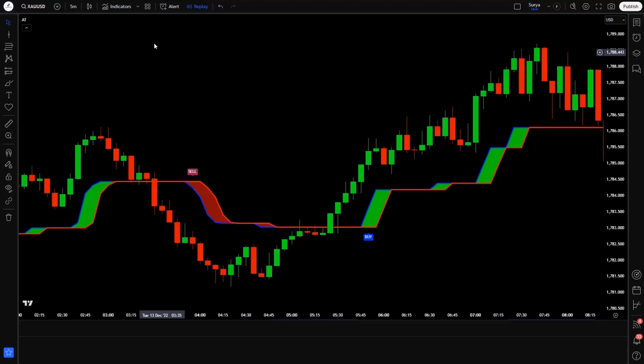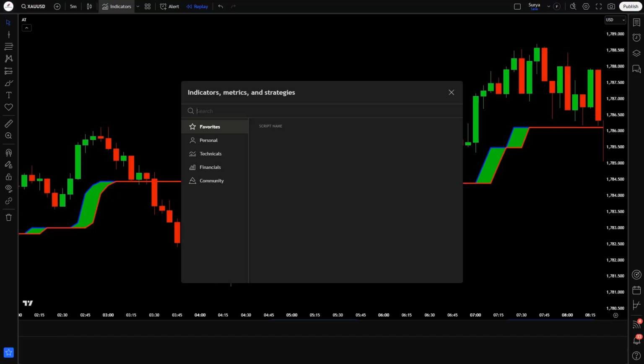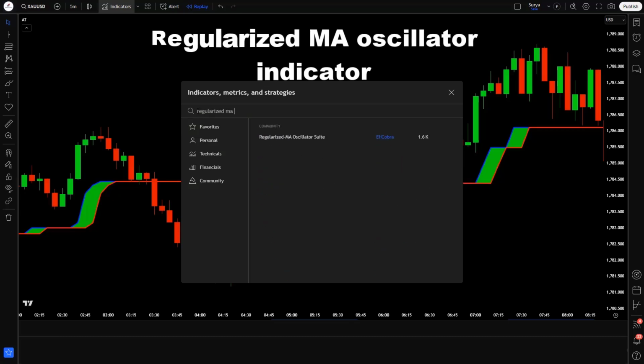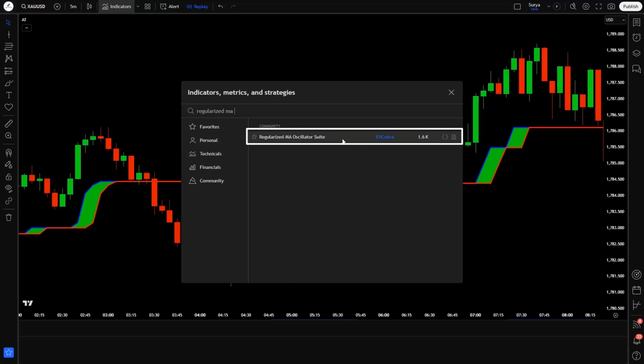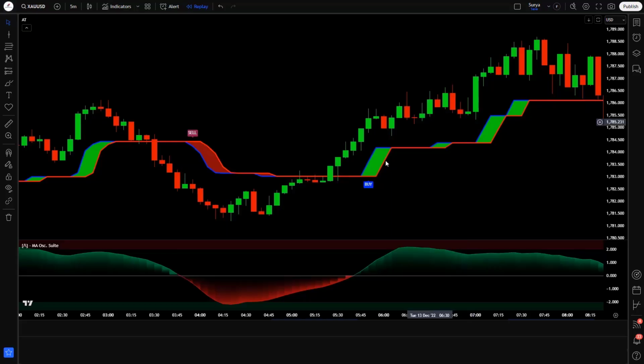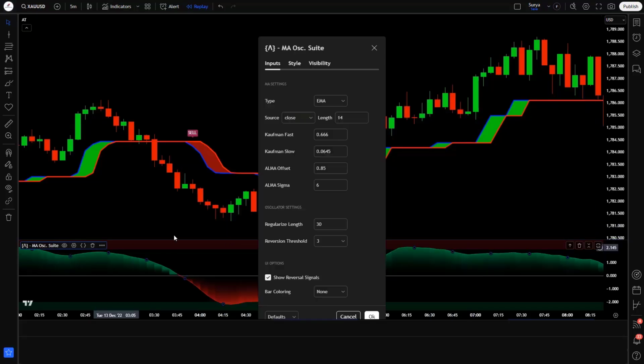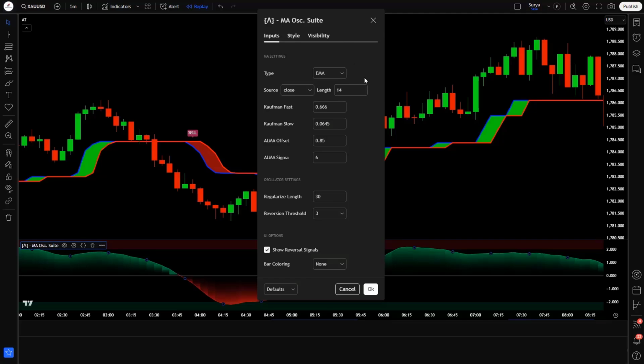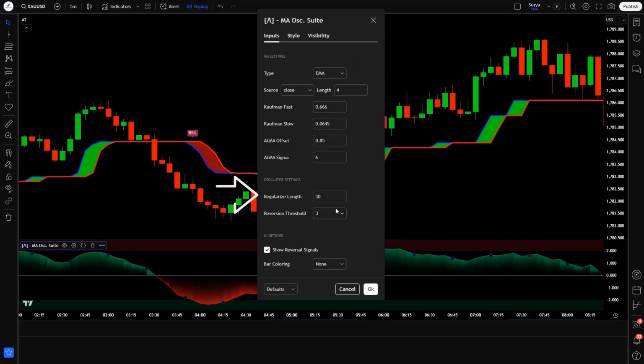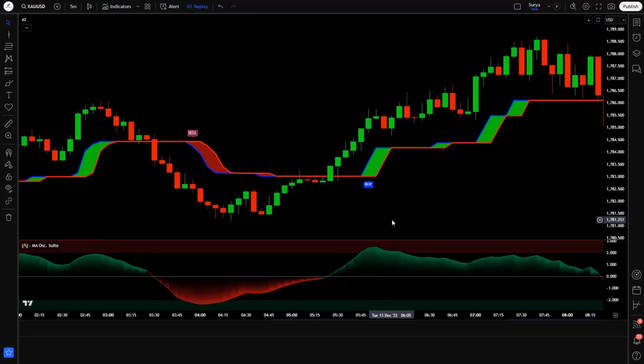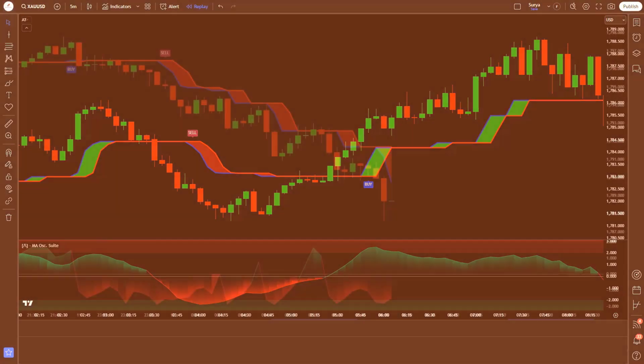Let's click on the TradingView indicator. Here search for regularized MA oscillator. Add this indicator to the chart. Now click on the settings icon of the regularized MA oscillator indicator. In length, replace 14 with 4. In regularized length, replace 30 with 28. Click OK. Now our setup is ready.